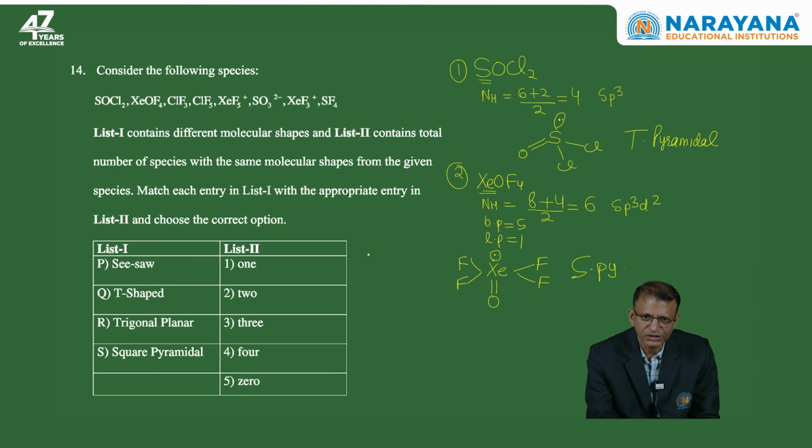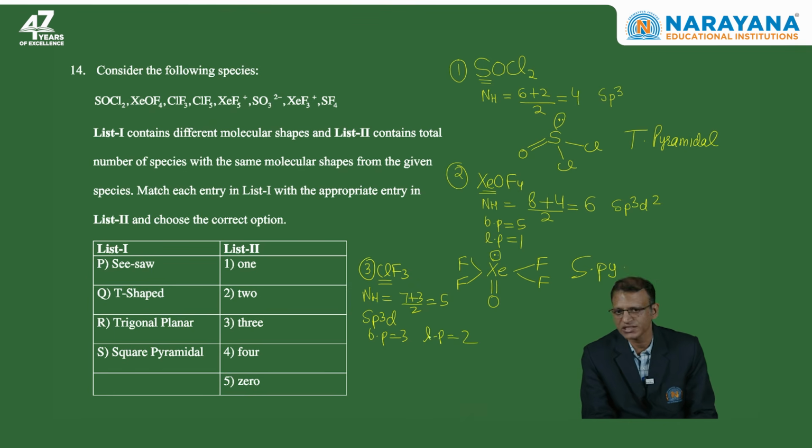Okay, so moving to the third compound. The third compound is ClF3. In case of ClF3, the central atom is chlorine. If we try to find out the number of hybrid orbitals, 7 plus 3 divided by 2, that is 5. So the hybridization will be sp3d. The surrounding atoms, the bond pairs, are equal to 3 and the lone pairs are equal to 2, and whenever we have to place the lone pair in trigonal bipyramidal geometry, first we place them on the equatorial position. So from here we are getting that it has T shape. So the ClF3 molecule has T shape.